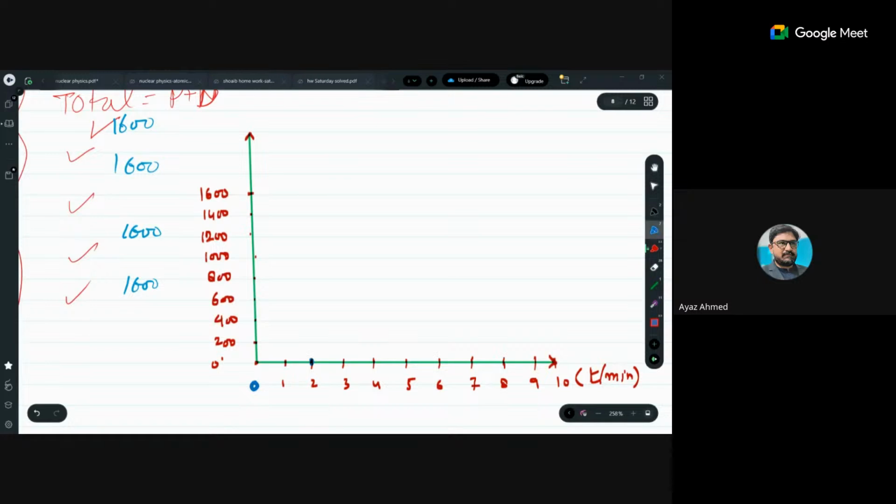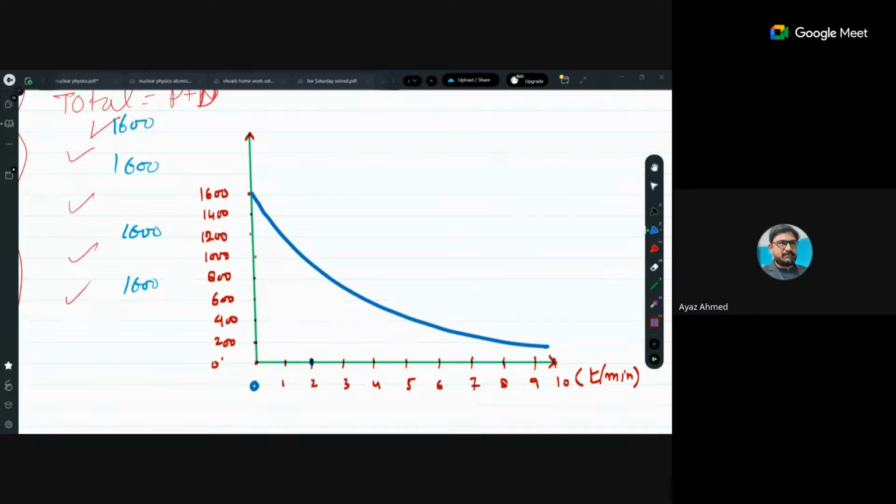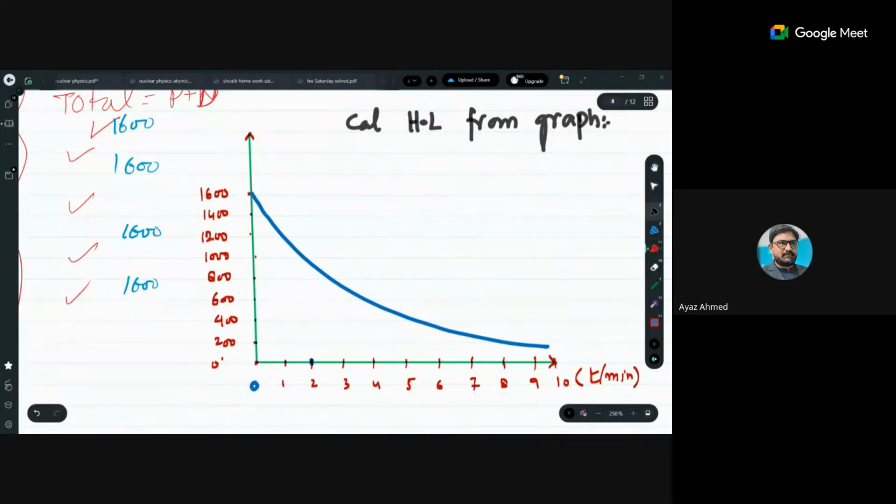I have a graph of decay, something like this, right? I just drew the graph now without any intention, without any calculation, without any specification. So I asked you, calculate half-life. What to do? Calculate half-life from the graph. So how will you calculate half-life from the graph? That is, you will select any point by your own choice.